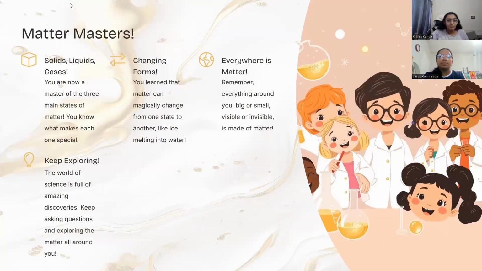Okay, matter masters. Solids, liquids, and gases. You're now a master of all three main states of matter. You know what makes each one special. Changing forms. You learned that matter can magically change from one state to another, like ice melting into water, or vice versa. Everything is matter. Remember, everything around you, big or small, visible or invisible, is made of matter. Now keep exploring. The world of science is full of amazing discoveries. Keep asking questions and exploring the matter all around you.